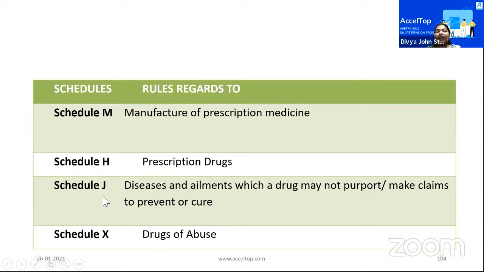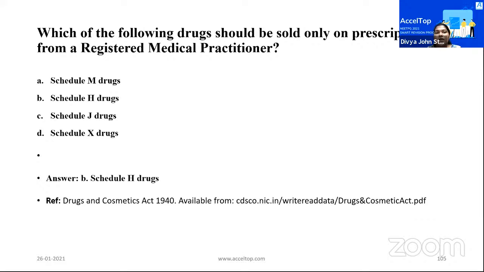Schedule J is a disease and ailment which the drug may not purport or claim to prevent or cure. So no drug will be there to cure or abort a particular disease. Okay, so that falls under Schedule J. Okay, Schedule X, as you all know, it is regarding narcotics or drugs of abuse. Okay, right. So which of the following drugs should be sold only on a prescription from a registered medical practitioner? You know, it is Schedule H.